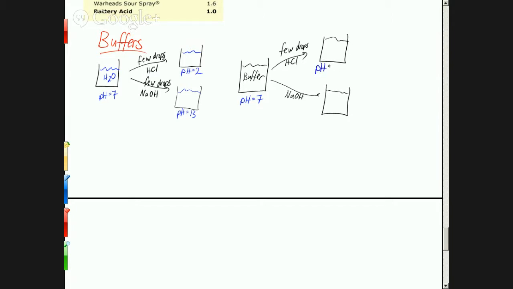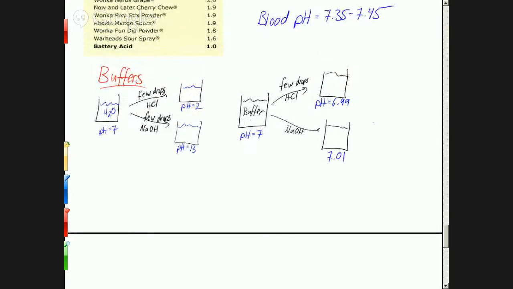With a few drops of HCl, our pH might change to something like 6.99. And a few drops of NaOH, maybe 7.01. So it's going to change a little bit, but the change is going to be so small as to be almost imperceptible. And in this way, the buffer resists a change in pH. So even with the addition of more acid or more base, the buffer does not change its pH significantly.